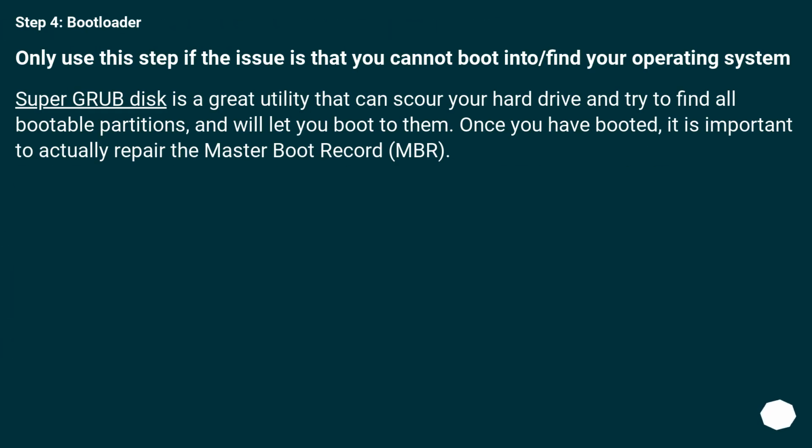Step 4. Bootloader. Only use this step if the issue is that you cannot boot into your operating system. Super Grub Disk is a great utility that can scour your hard drive and try to find all bootable partitions, and will let you boot to them. Once you have booted, it is important to actually repair the master boot record, MBR.